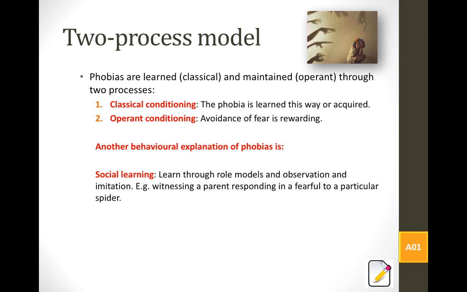Now the third explanation to explain phobias could be from social learning. This isn't part of the two-process model, but you do need to make sure you know it as well. Phobias may be acquired through modelling the behaviour of others. For example, if you see a parent respond to a spider with extreme fear, it may lead a child to acquire the same behaviour. Have any of you got the same fears as your parents because you've seen them acting in a particular way?